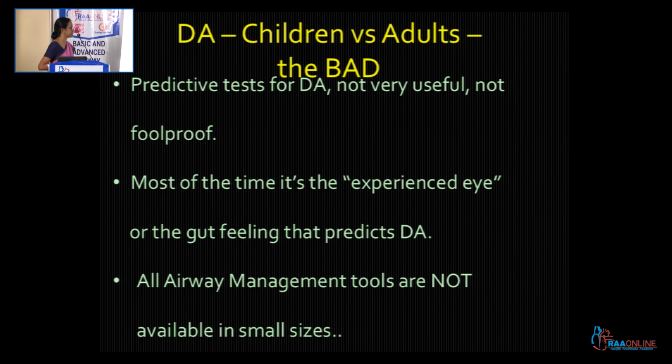All airway management tools are not available in small sizes. Most of the studies are in adults, and everything is extrapolated to children. You see that you have a fiber optic bronchoscope, the larger size is available. In a large institute, you may not even have a smaller size. And especially if it's a newborn, we are a pediatric institute and we are really at a crux at times when you have a really small baby and you're worried there's going to be an airway problem because there's really no tool that can help you.